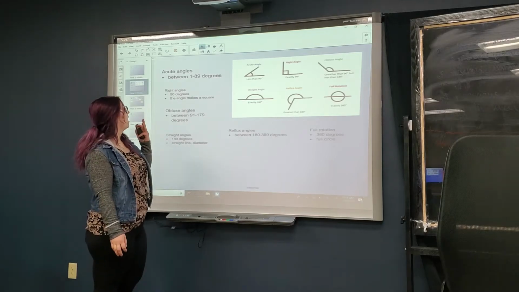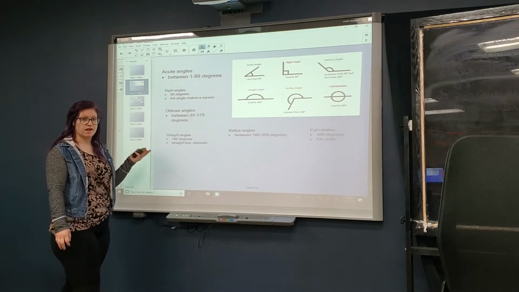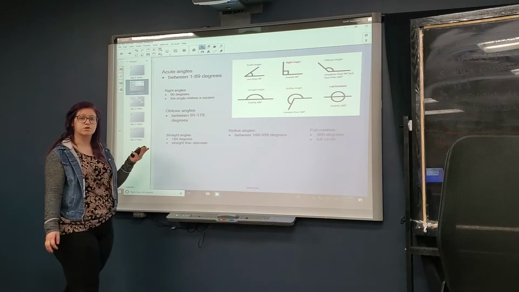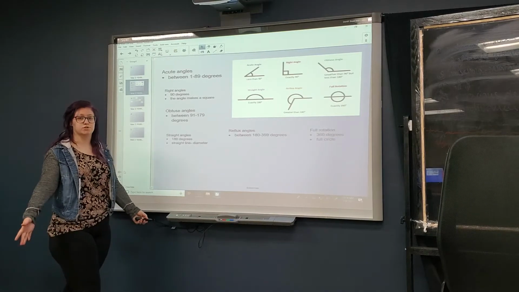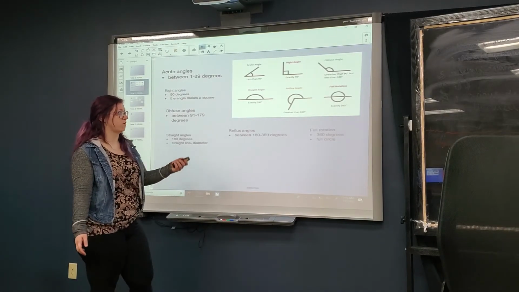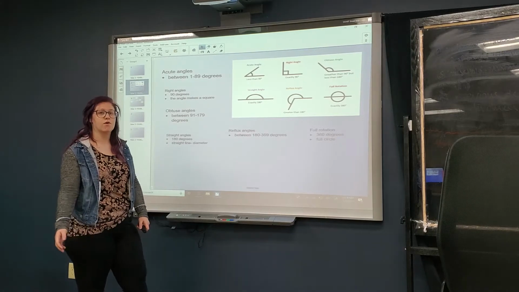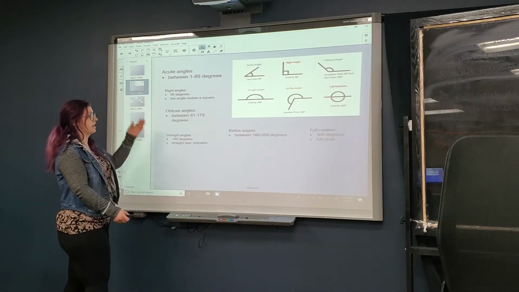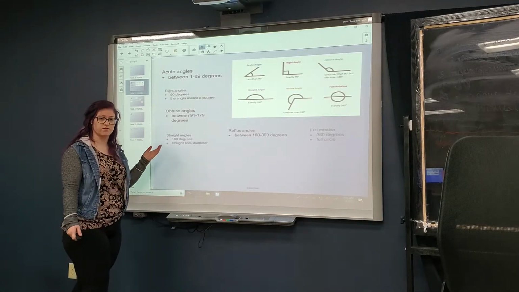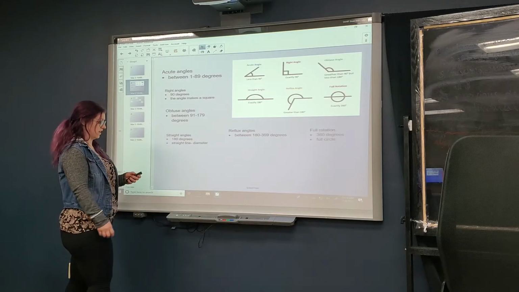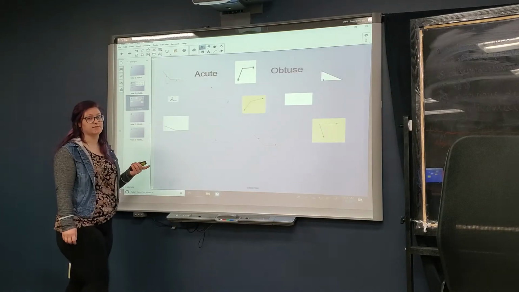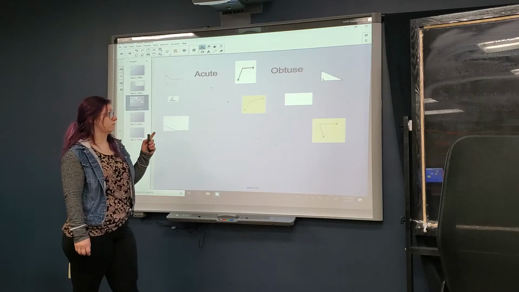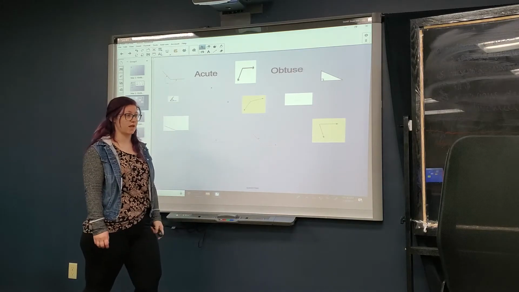Lesson. So we're going to be talking about angles, whether they are acute, right, obtuse, straight, reflex, or full rotation. So as a class, I would tell them what an angle looks like and what it's supposed to look like. And then the second activity is differentiating between acute angles and obtuse angles.